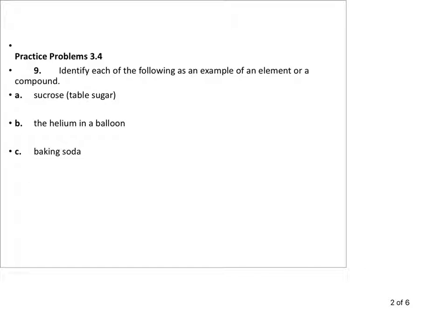Here you're just wanting to identify these things as an element or a compound, so I'll just write E or C. Sucrose, compound. Helium, element. Baking soda, compound. All the elements are on the periodic table, so if they're not on there, it must be a compound.